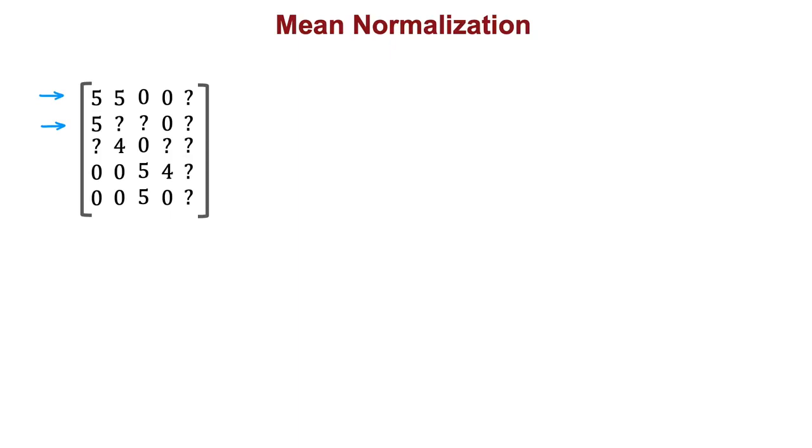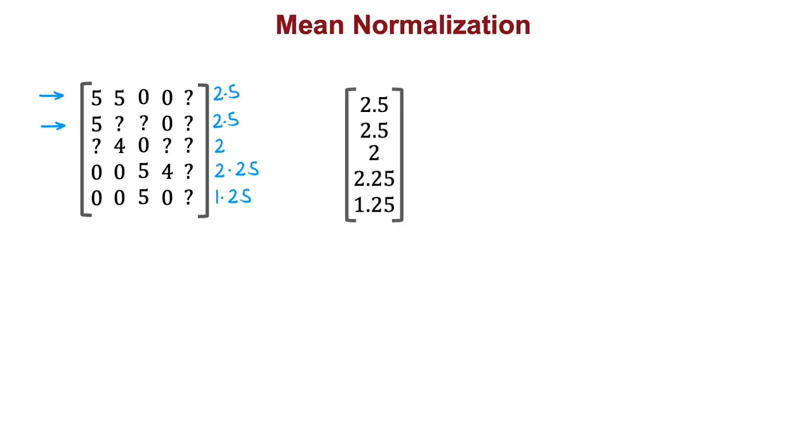So movie 1 had 2 5s and 2 0s, and so the average rating is 2.5. Movie 2 had a 5 and a 0, so that averages out to 2.5. Movie 3, 4 and 0 averages out to 2. Movie 4 averages out to 2.25 rating, and movie 5, not that popular, has an average 1.25 rating. So I'm going to take all of these 5 numbers and gather them into a vector, which I'm going to call mu, because this is the vector of the average ratings that each of the movies had, averaging over just the users that did rate that particular movie.